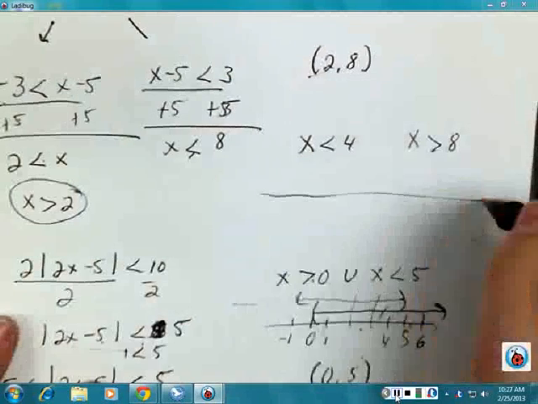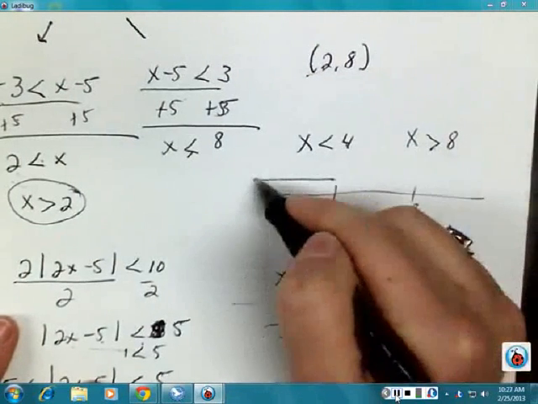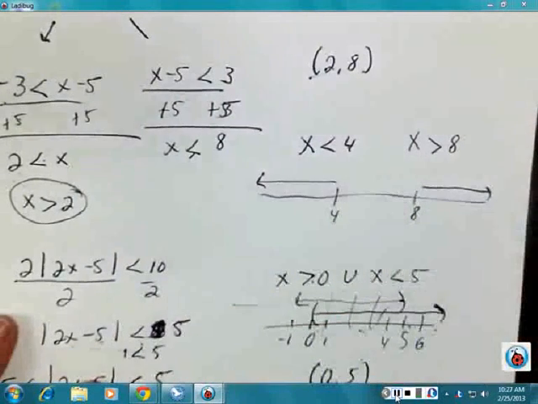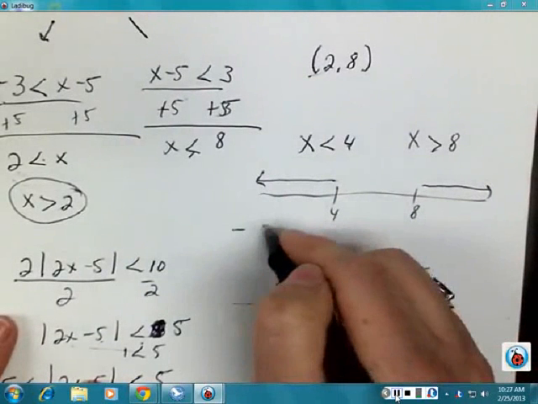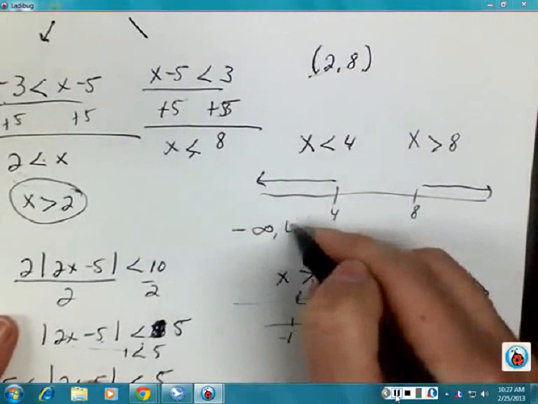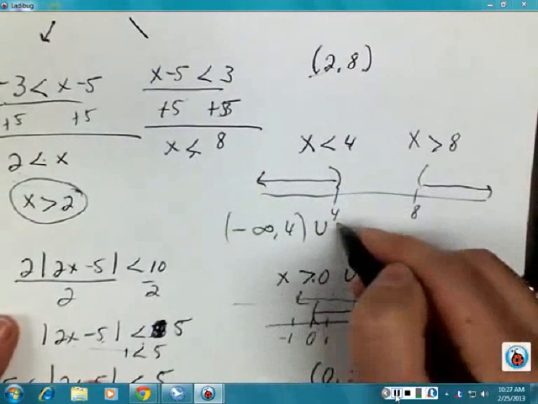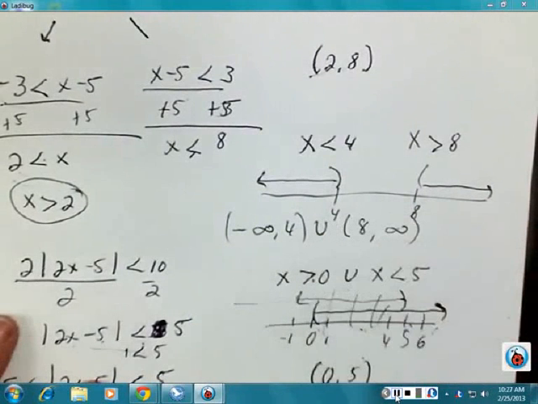If I did this on a number line, here's 4, here's 8, this one says to go this way. This one says to go this way. So then what I would have to pick with that one for my interval would be from negative infinity to 4, union with 8 to infinity. Yeah, that makes sense. I understand that. I just don't understand because your arrows are going that way and that way. They cross each other, right?